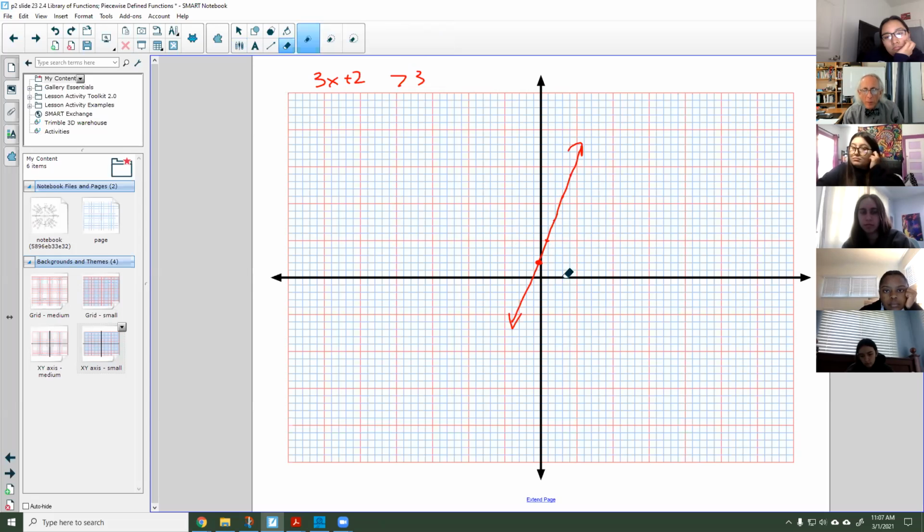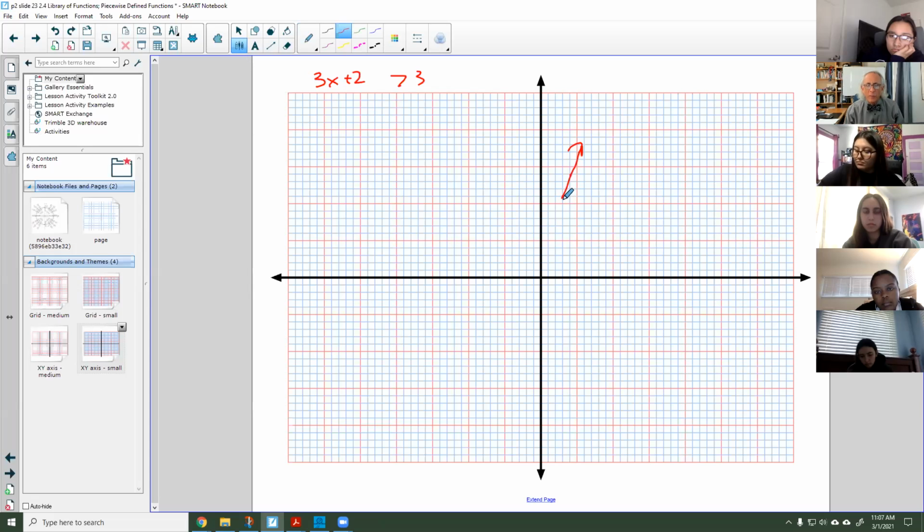So that means I need to erase all of this right here. Okay, and it's greater than, so I have an open spot right there. And this is the point 3, 11. And now that looks better, yes? Everybody got that? Good. Okay, then what was the second piece?